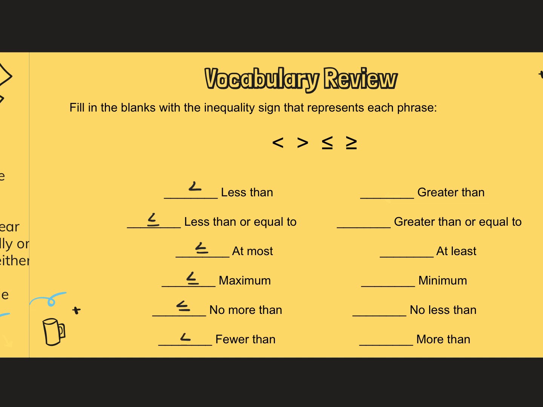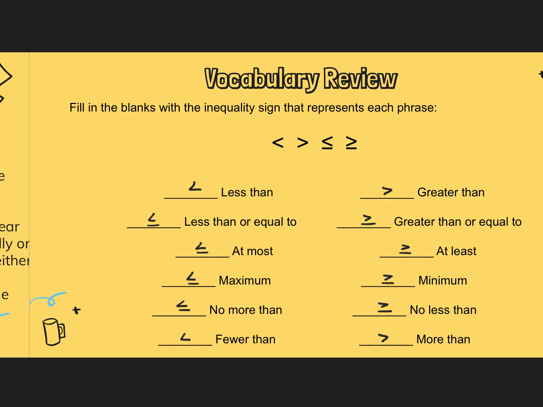In looking at our greater than symbols, we have greater than. We have greater than or equal to. We have at least, which is greater than or equal to. Minimum, greater than or equal to. No less than is going to be greater than or equal to. And then we have more than, which is just going to be strictly greater than. So these keywords are going to help you, especially when we are translating, going from the verbal to the algebraic.